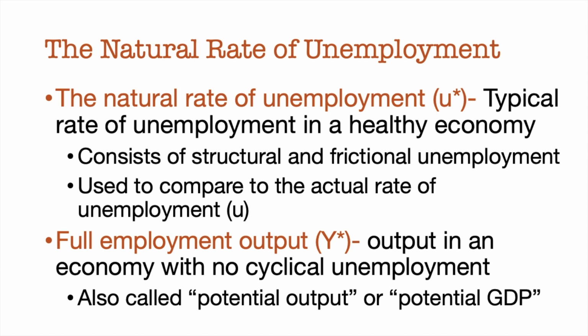We can also relate the natural rate of unemployment to something called full employment output, or Y star. If you remember from the last topic, the expenditure approach of GDP, we said Y equals our 4 expenditure components added together. So Y star represents a healthy level of output in our economy when there is no cyclical unemployment. Y star can also be called potential GDP or potential output. It's just my GDP variable when the economy is healthy, and U star is my unemployment variable that we can expect when the economy is healthy. If you put a little star next to it, it means what we're shooting for.